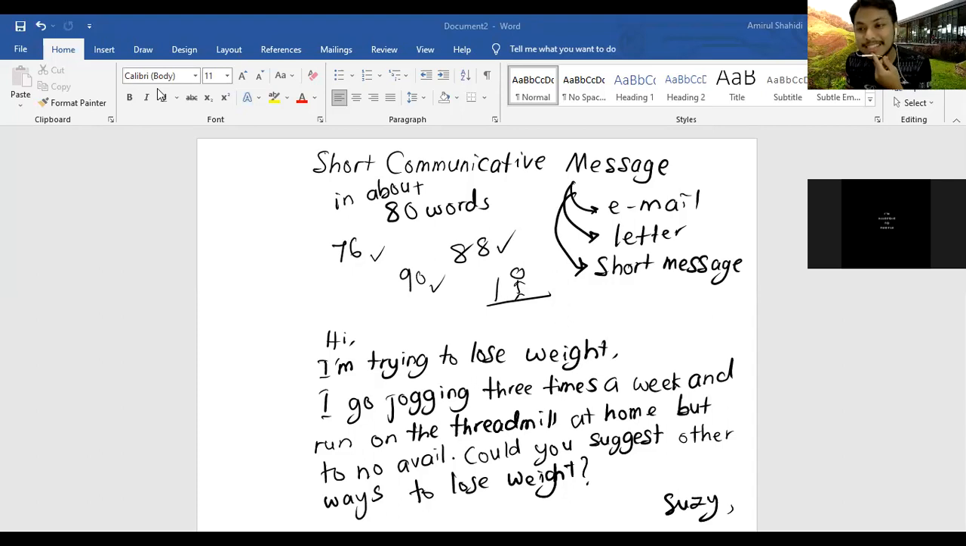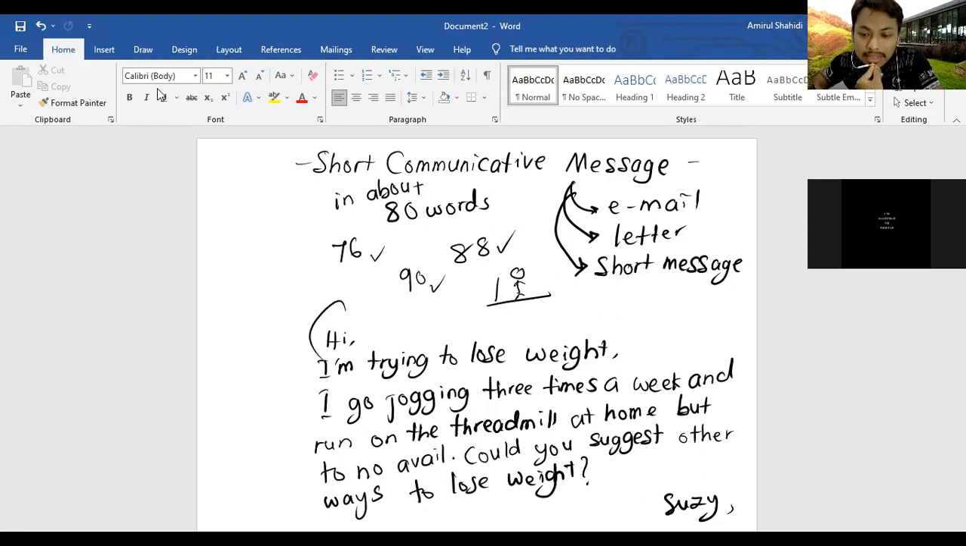Okay, Isabel, welcome. So right now we are doing short communicative message. Kita buat email. Hello there, Isabel. Okay. And then, hi, I think you should eat vegetables and fruits a lot to lose your weight. Oh, that's a good one. Thank you. Okay, now, this is where the tips lies.